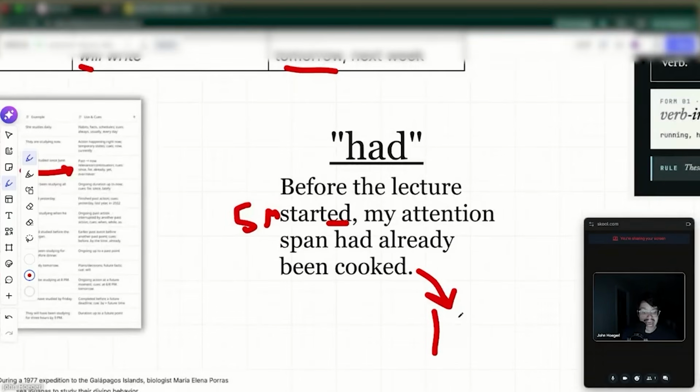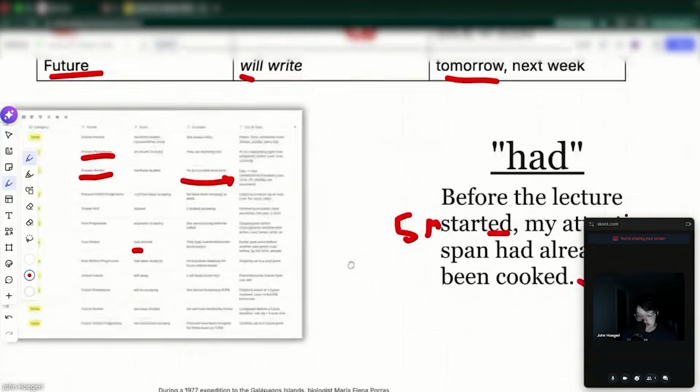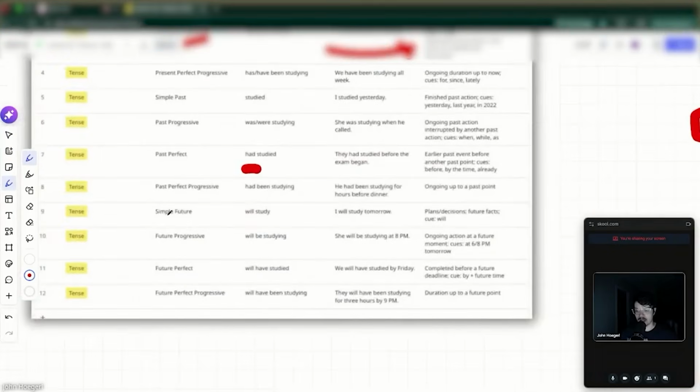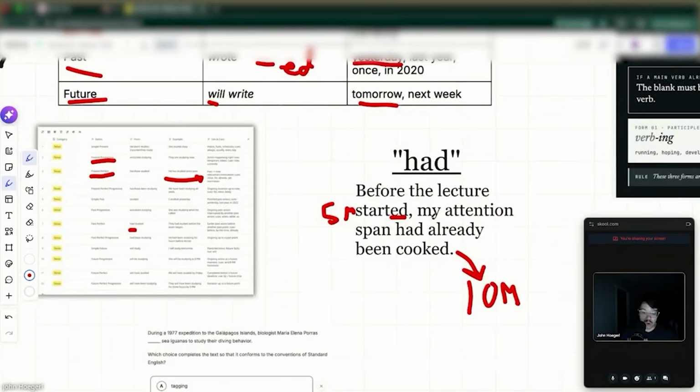So like maybe it happened like 10 minutes ago. So both things happened in the past, but one was even further back than the other one, which makes it the "had" example. As I said over here, this is an example of past perfect. So keep this one in mind specifically.